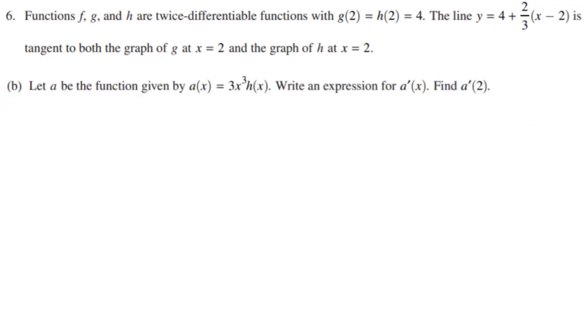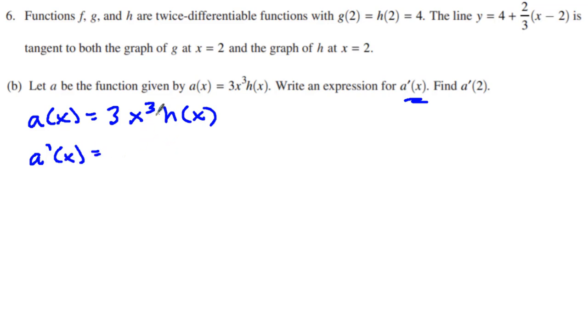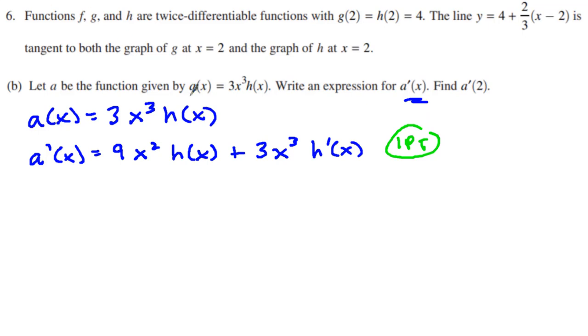Let's take a look at b. b gives us a new function. We know a of x is equal to 3 times x cubed times h of x, and we want to know what a prime of x is, the derivative. So let's take the derivative, a prime of x. We have to use the product rule here, so we're going to multiply by 3. We have 9x squared h of x plus 3x cubed h prime of x. And that is the expression for a prime of x, and that was worth 1 point.